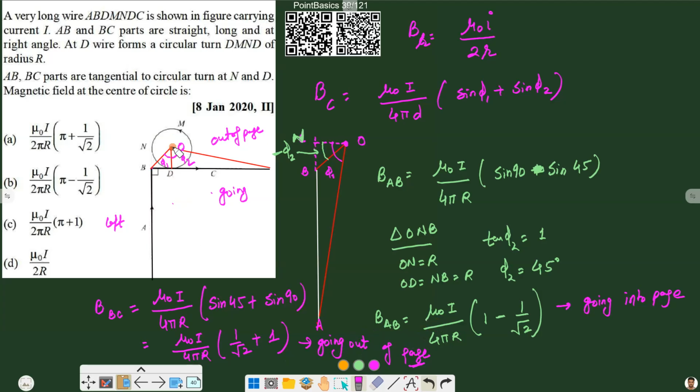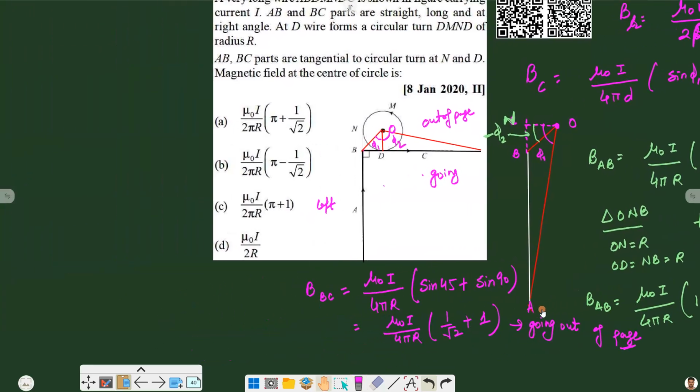In case of the circle, the value of the magnetic field will be mu node I by twice of R. This is well known already. And the direction of the magnetic field due to the circle, using the right hand screw rule, you can find out it is out of the page. So here we will have a total of 3 contributions. Let's write them separately here.